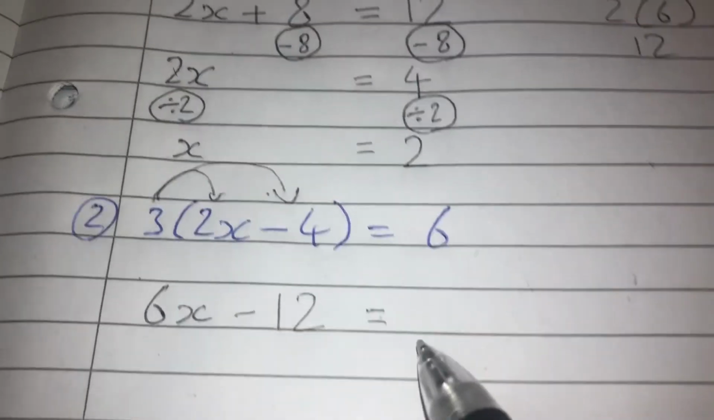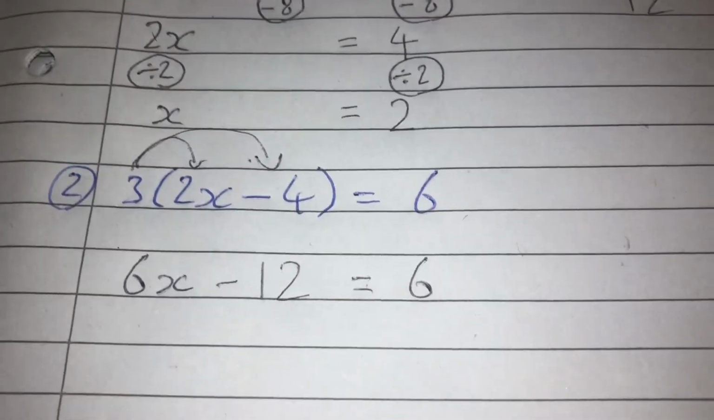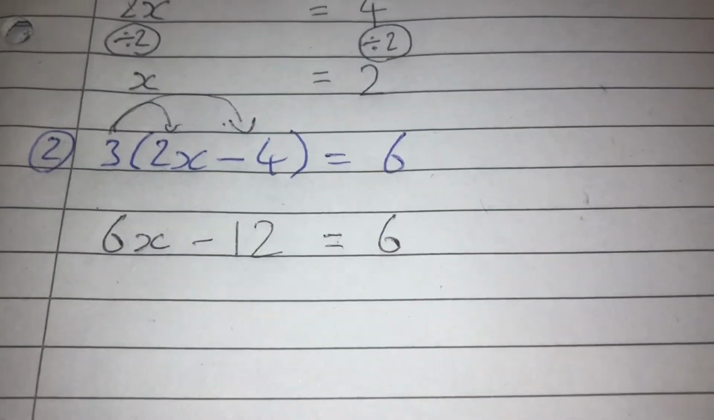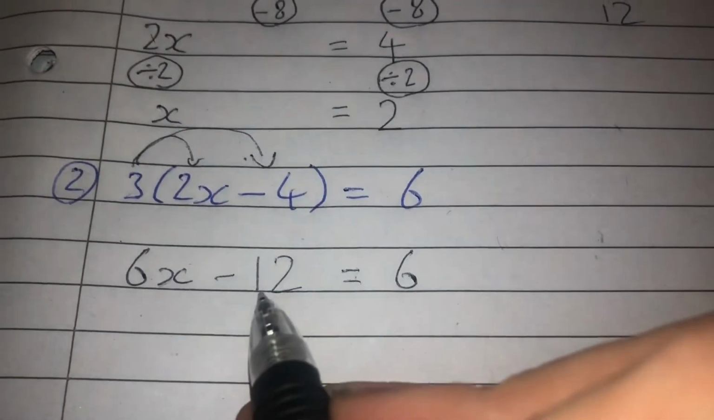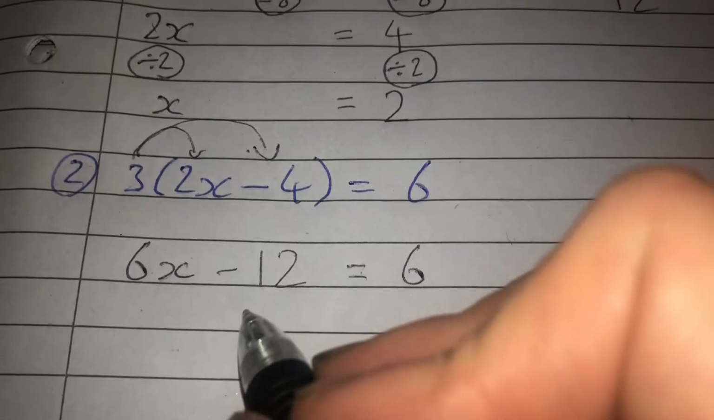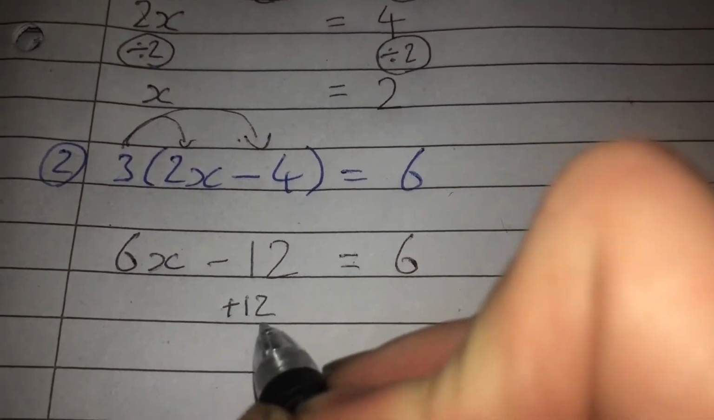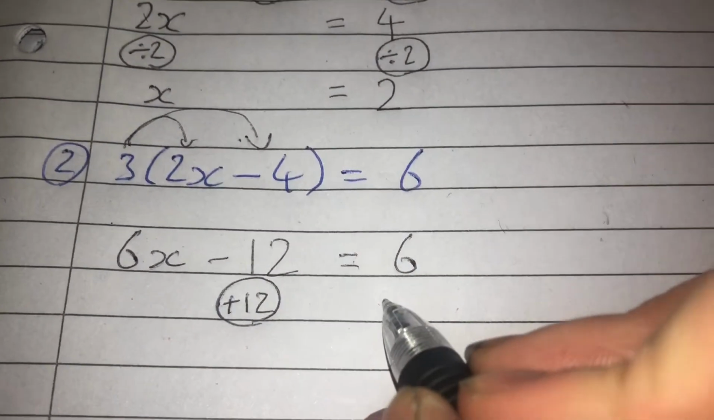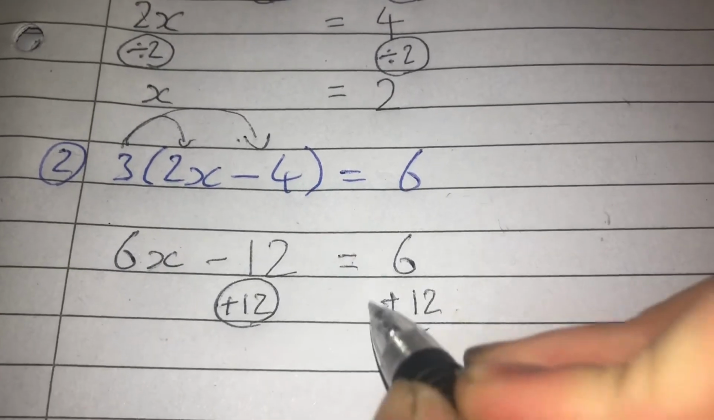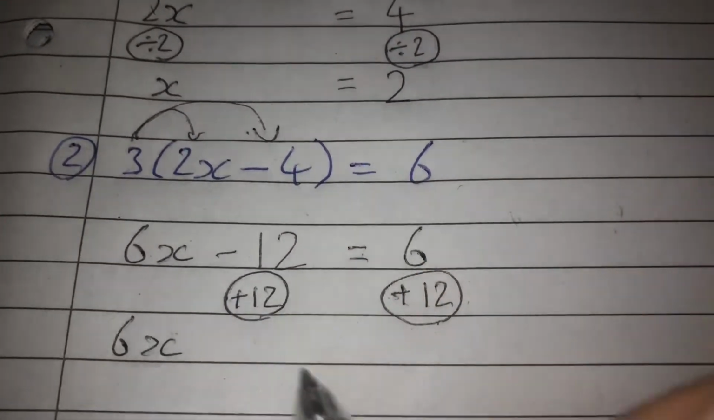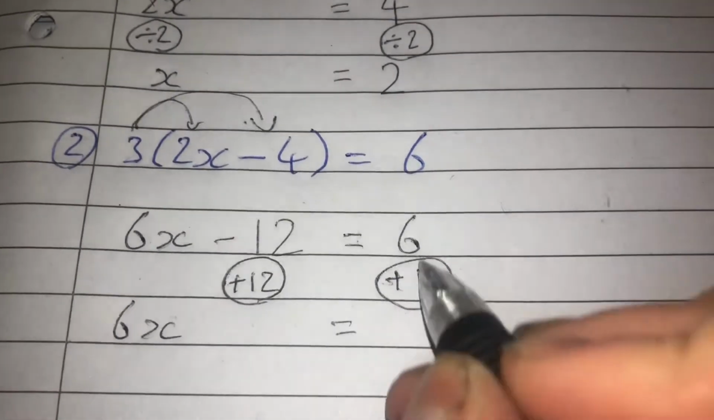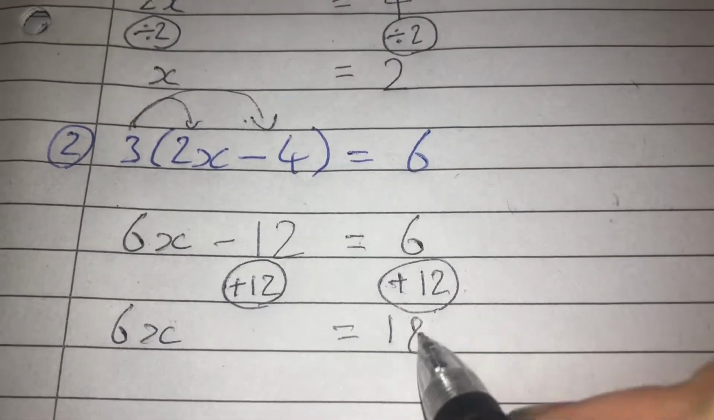Okay, is equal to 6. We haven't done anything with that right hand side yet. So 6x take away 12 equals 6. I'm working backwards. I want to get rid of the minus 12 first, so I plus 12. I have to do the same on the right hand side also. So I'm left with 6x minus 12 plus 12 is 0, so it's gone. 6 plus 12 is 18.